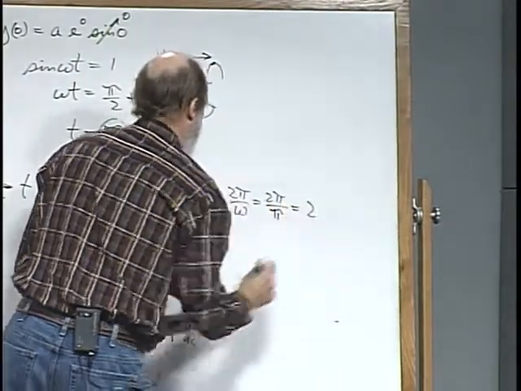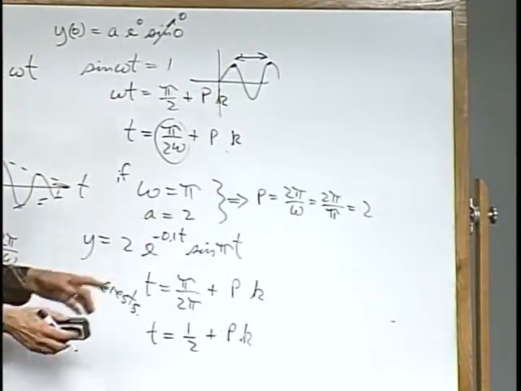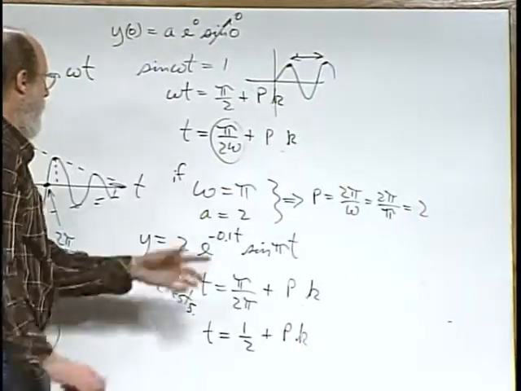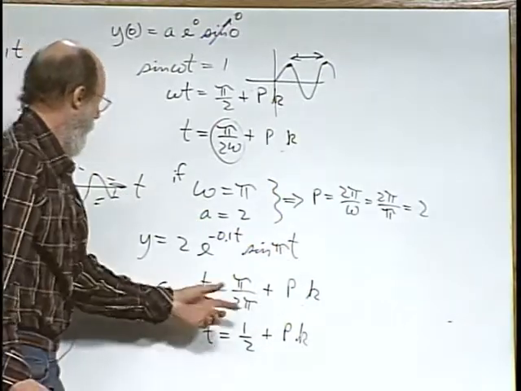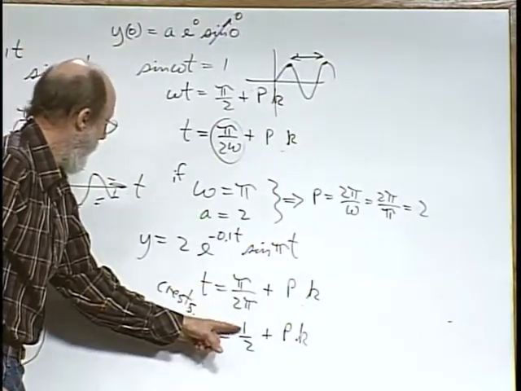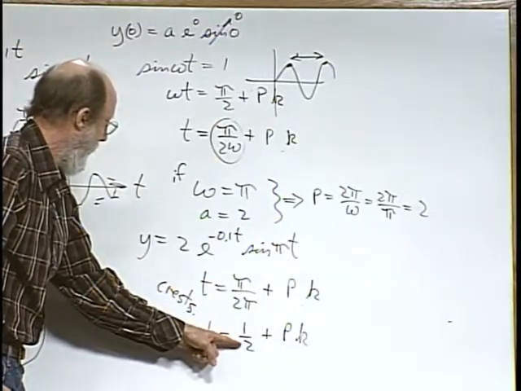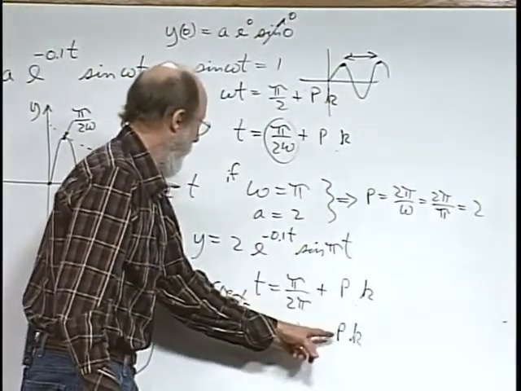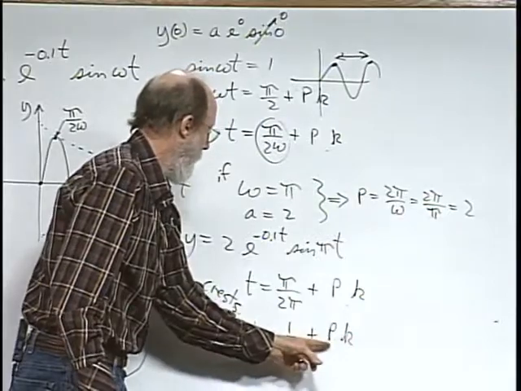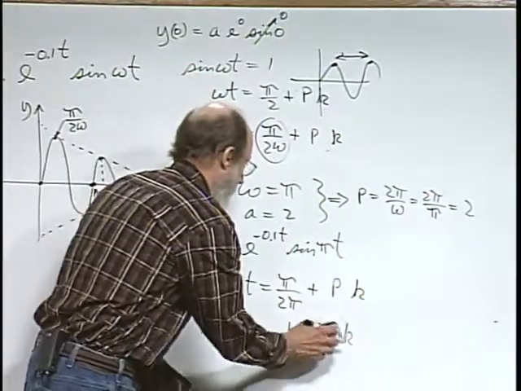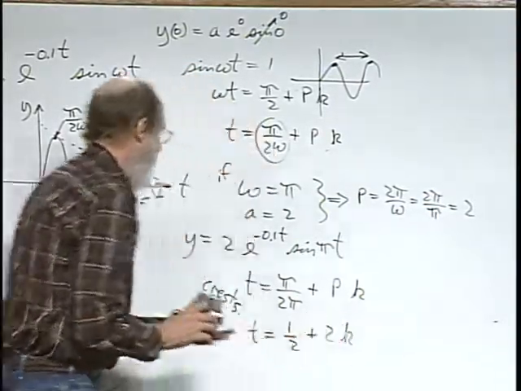So the period is 2. There's the fix. That's what I was needing. So if these units now are in time and seconds, then we have a period. We have the first crest occurring at a half a second, and then the other crests are going to occur as multiples of 2 times k, an integer, added to that.